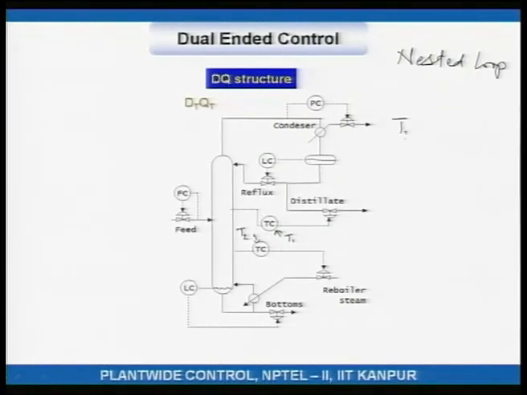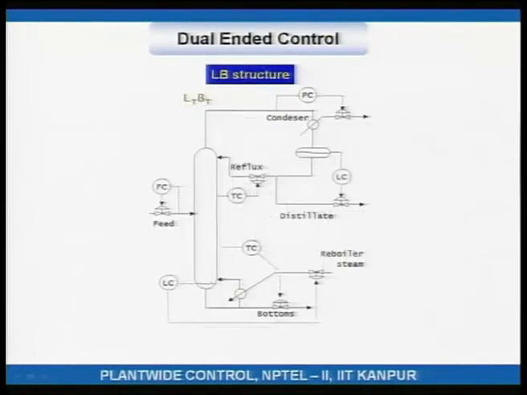T1, T2. So, T1 is nested with the reflux drum level controller. If I call this T1, if I call this T2, T2 is nested with the bottoms level controller. Therefore, this should be tuned tightly.